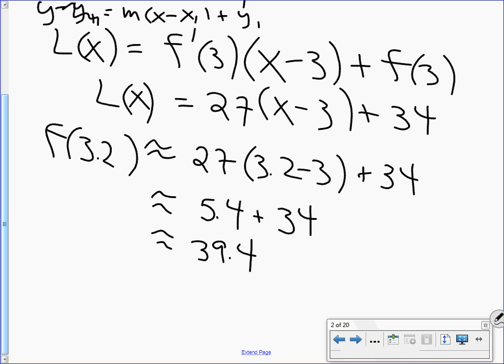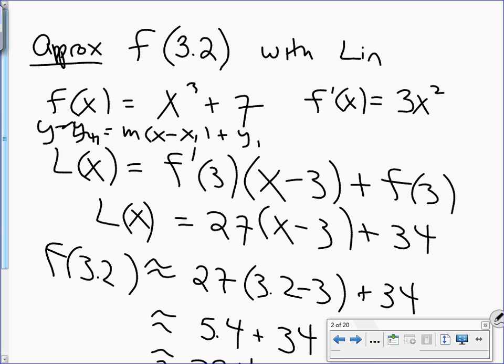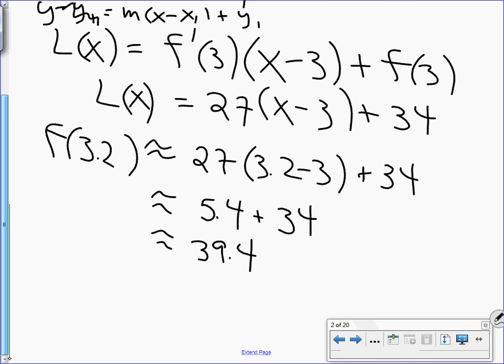Now, if you're asked, hey, is this an under or over approximation, what are you going to need to know? Concavity. What's going to tell you the concavity? If you didn't know the concavity of this x cubed, you just get the second derivative. What is the second derivative of this going to be? 6x, right? So the second derivative equals 6x. You might say, well, that's sometimes positive, sometimes negative.